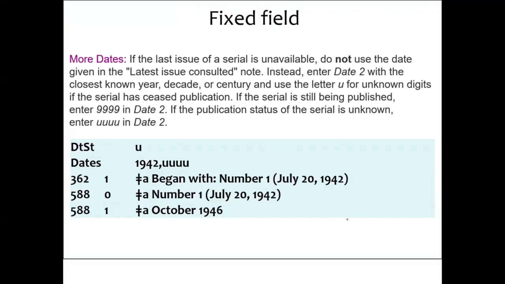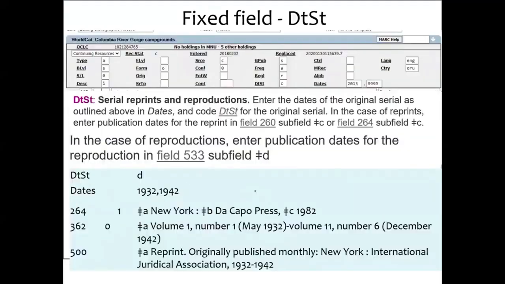However, if the last issue of a serial is unavailable, we're really going to have to figure out what our dates are going to be. In this case, we're using U for unknown because we have no idea when this ended. We just know that we looked at it in October 1946, and it looked like it must have ended by then. It can sometimes be really tricky to figure out when something ends, so you can always put in U's if you just have no idea when something ends.